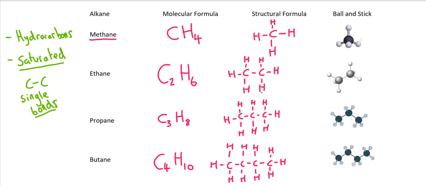At this point, just look at the ball and stick representation compared to the structural formula. The structural formula tends to show that these covalent bonds are at 90 degrees. And in real life, this isn't the case. The ball and stick representation is very good at showing the bond angles in these different alkanes.